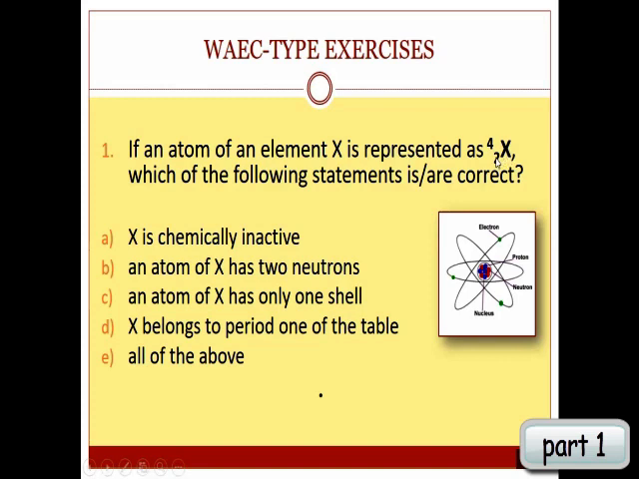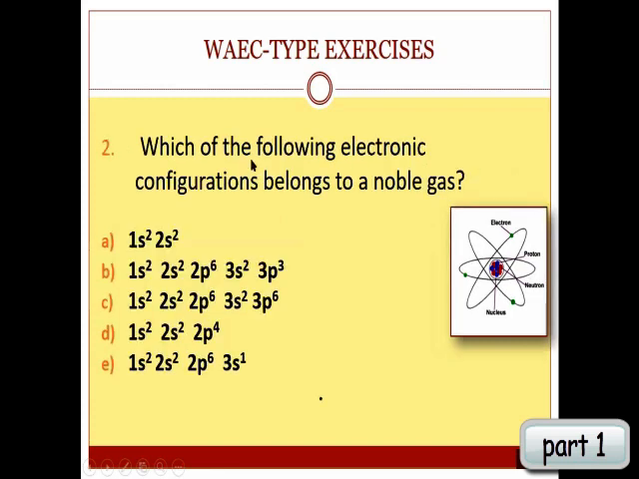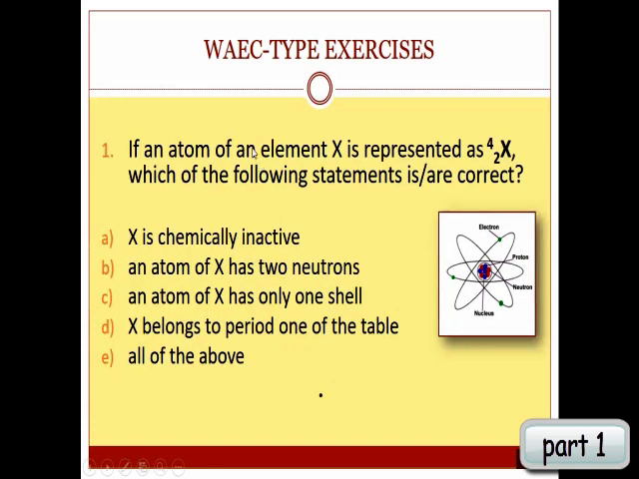In some cases it could be the other way around, but the larger number is usually the mass number. Now the question says, which of the following statements is or are correct? If an atom of an element X is represented as this, which of the following statements is correct? The options there should help you to identify the element initially.